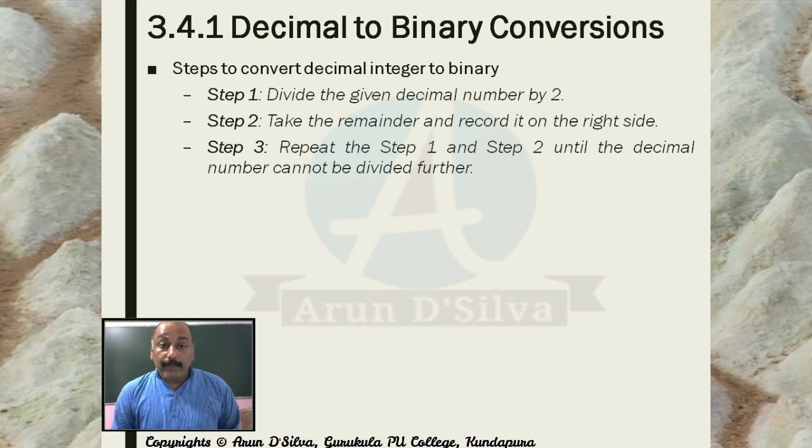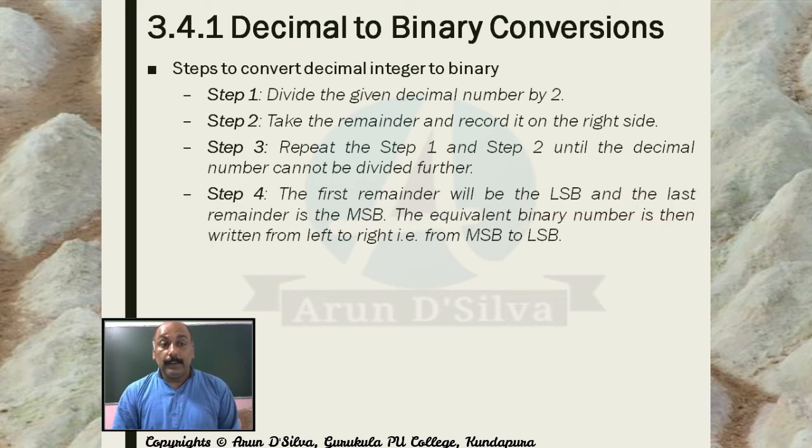Repeat step 1 and step 2 until the decimal number cannot be divided further. That is, till you get 0 or 1, you keep on dividing and recording the remainders. The first remainder will be the LSB and the last remainder is the MSB, and the equivalent binary number is written from left to right, that is MSB to LSB. So this is the procedure for converting from decimal to binary.